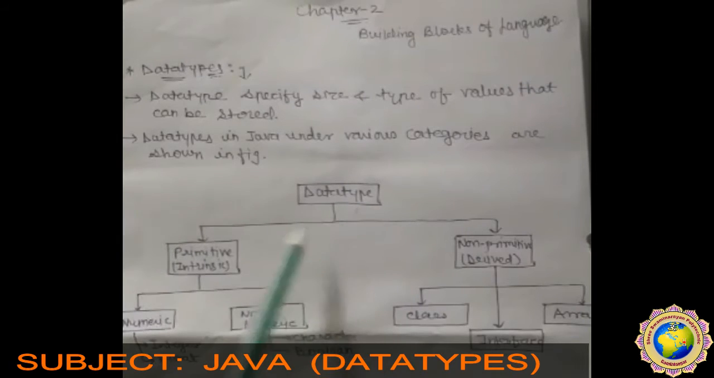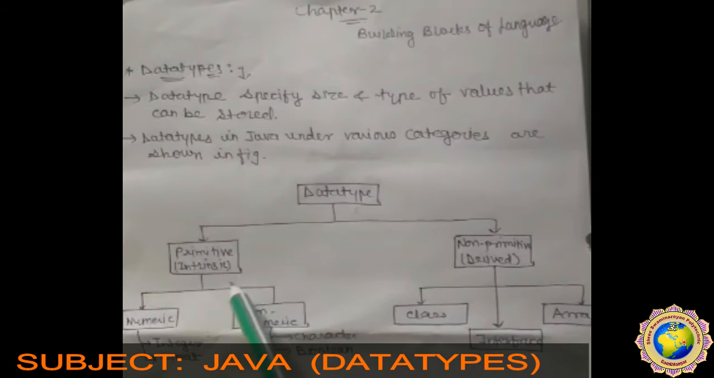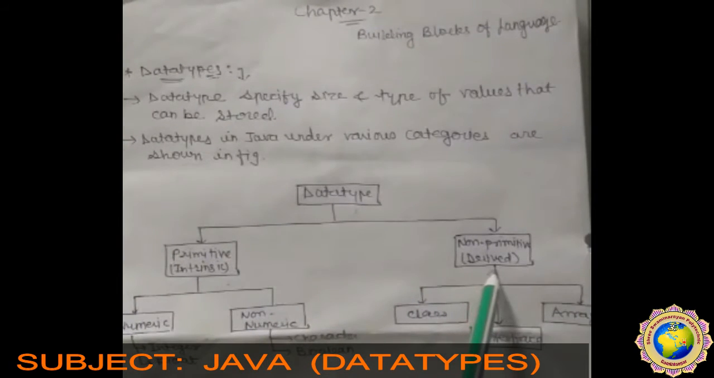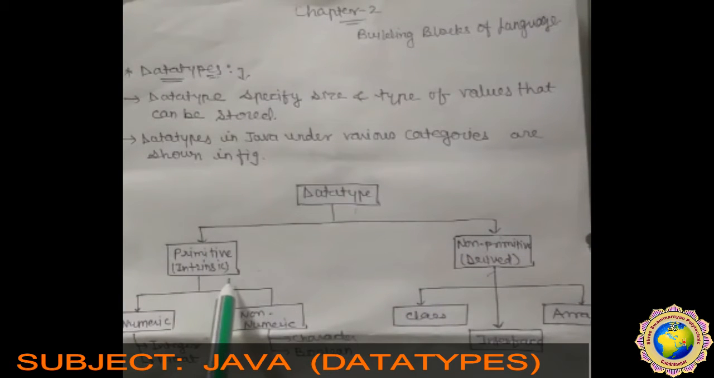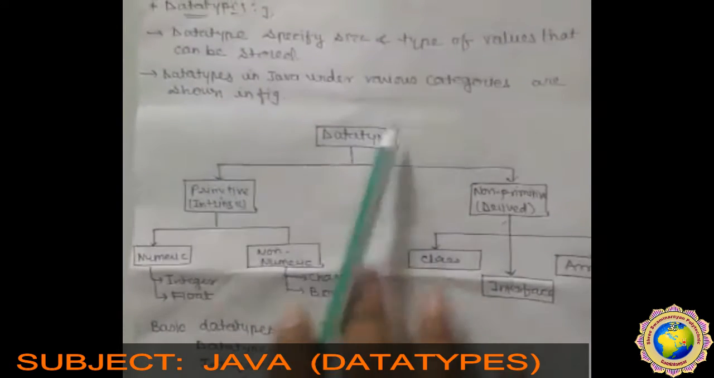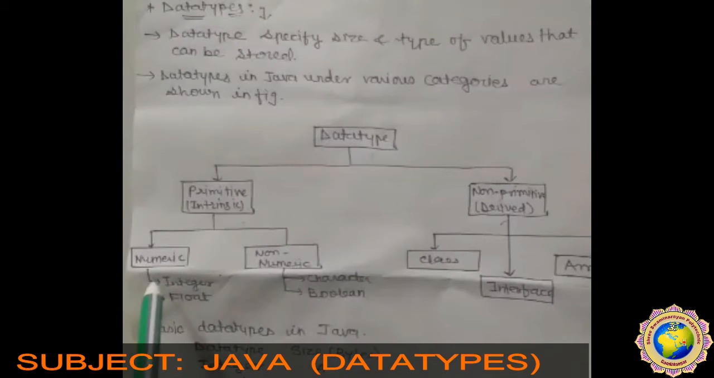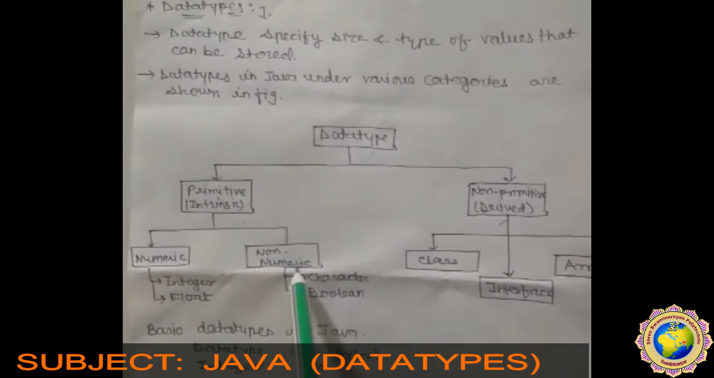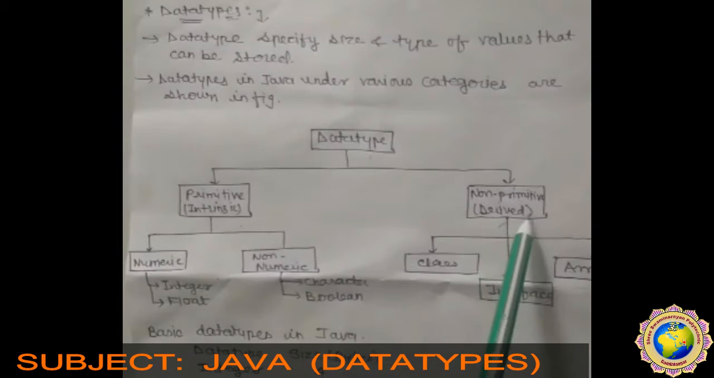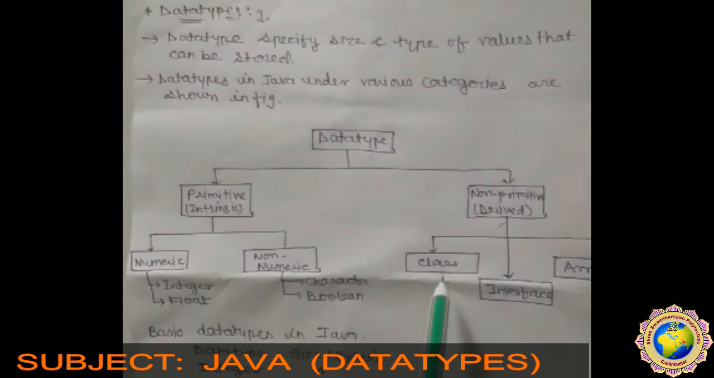Data types, mainly there are two types: primitive data type and non-primitive data type. Primitive is intrinsic, non-primitive is derived. Primitive has two types, numeric and non-numeric, and non-primitive data type contains the class, interface and array.